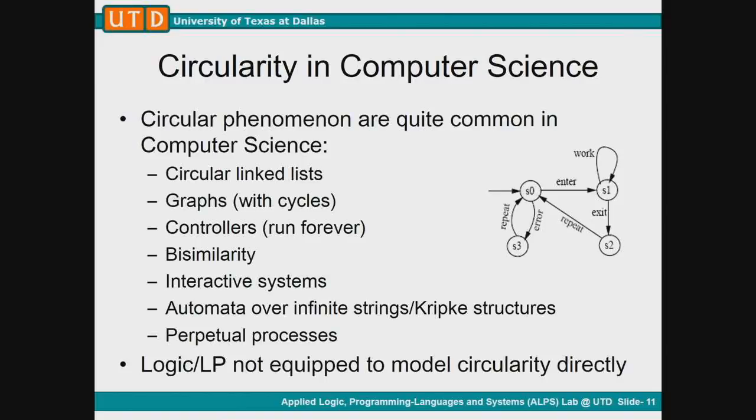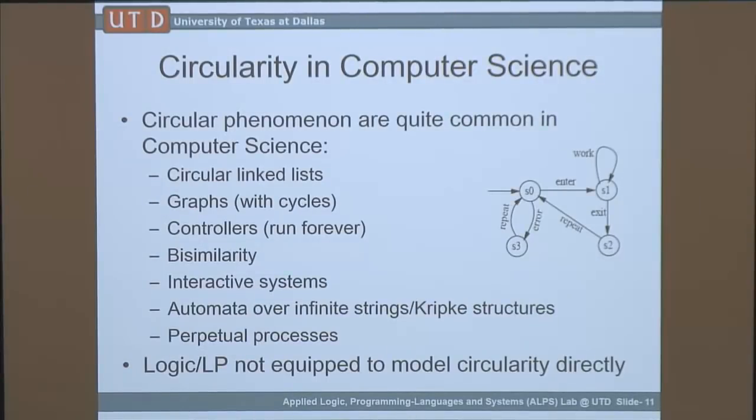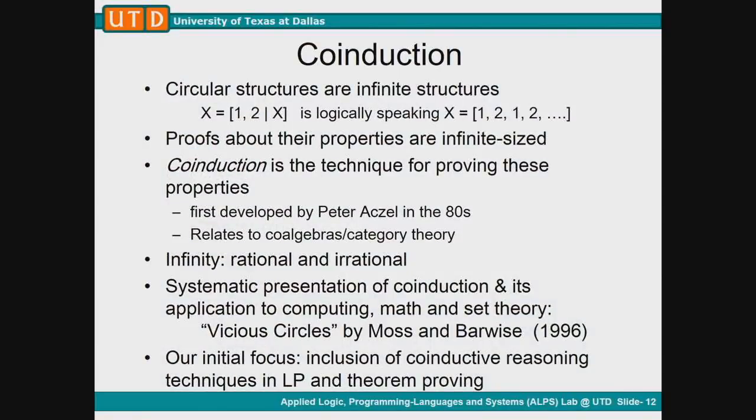So circularity in computer science, of course, arises in many, many places. We have circular linked lists that we talked about, graphs that have cycles. We have controllers that run forever, like omega automata. Bisimilarity, right, is a circular concept. Interactive systems where the system really runs forever, where you're just interacting with the system and keep clicking on it and doing things. Automata over infinite strings, Kripke structures, perpetual processes, and logic programming is really not equipped to model these circular concepts directly. So we need what's called co-induction. Essentially co-induction is a proof method for circular, infinite things. So circular structures really are infinite structures.